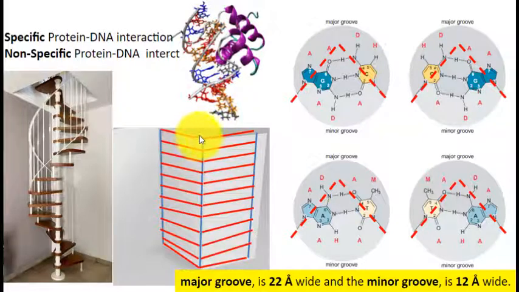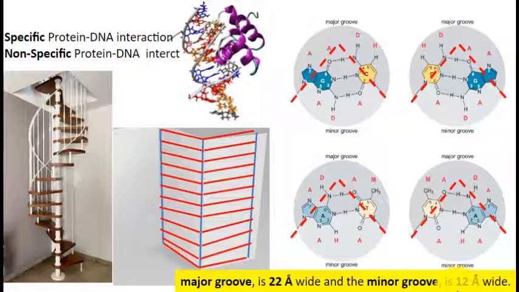So the inner face of DNA is the minor groove and the outer face of DNA is the major groove. The major groove is wider. The actual width of the major groove is 22 angstrom and the width of the minor groove is 12 angstrom. This is the main thing you need to understand about the major groove and minor groove.